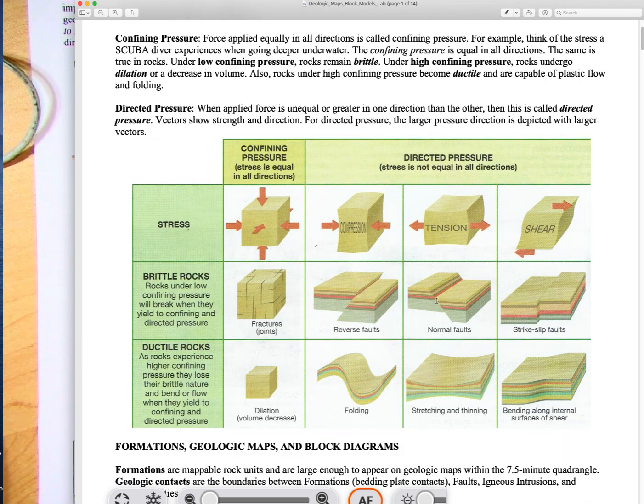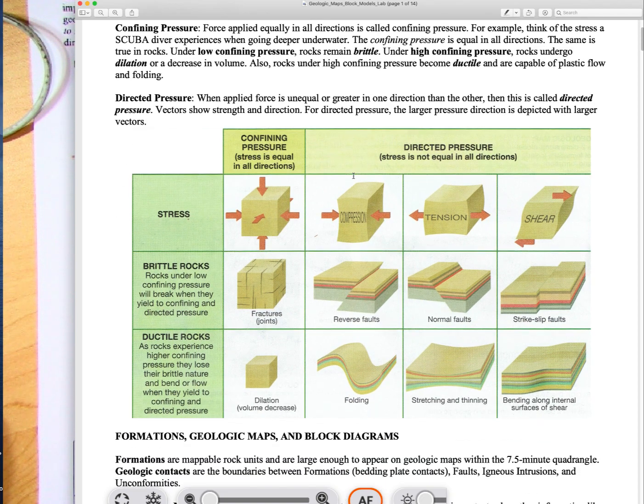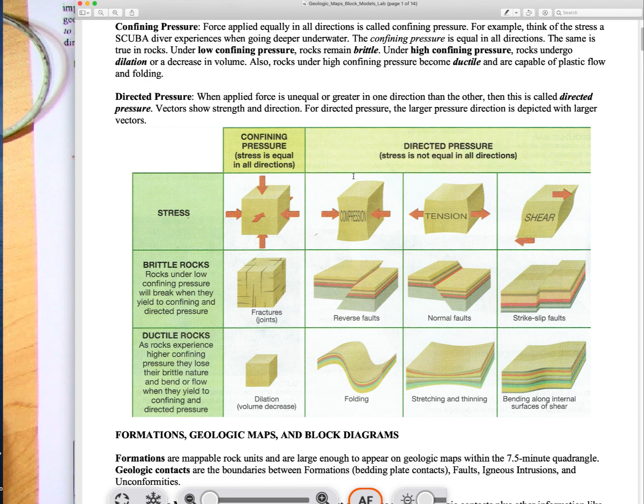Again, if you're looking at the type of strain, remember strain is how the rock behaves in response to that stress, or the behavior, right? So here it is, behavior of rock to stress, or that deformation. Usually at shallower levels in the crust, the rock is going to behave in a brittle strain. It's going to deform in fractures, right? So probably faults: reverse faults, normal faults, strike slip faults. Again, we've talked about these already.